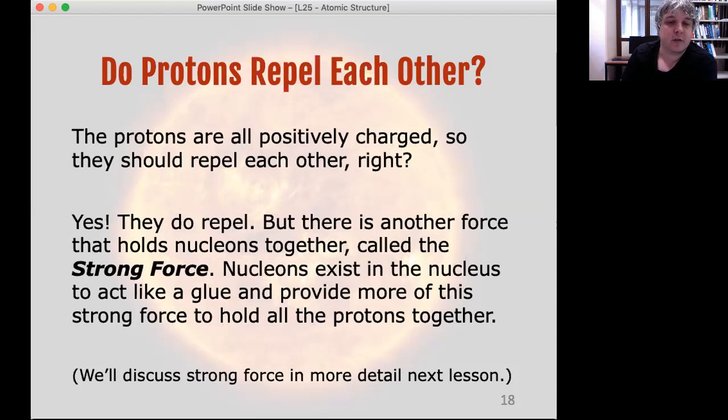Right, so those nucleons, all of them, that's all the protons and all the neutrons. I can't remember if I actually defined that term on any of the slides, but nucleons means protons and neutrons. Anything you find in the nucleus is a nucleon. So all the protons and neutrons will hold each other together using this strong force, even though the protons are trying to push apart.